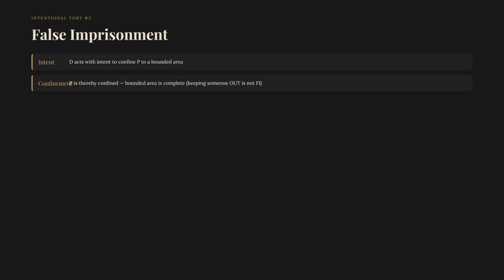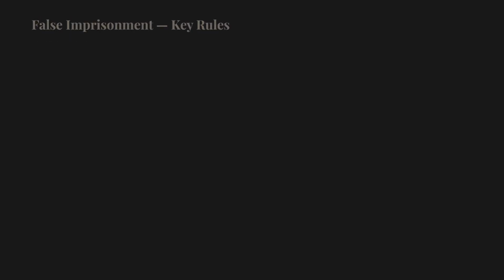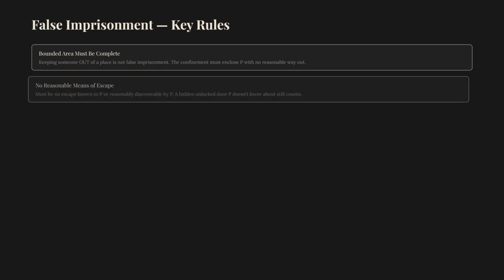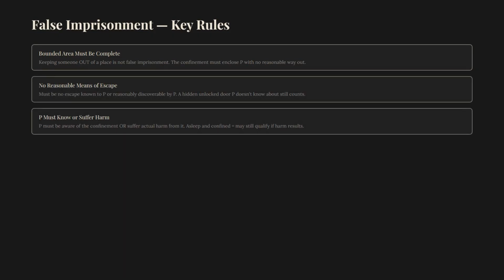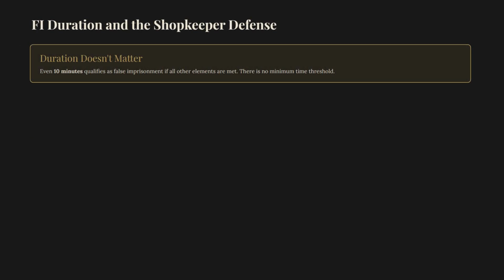False imprisonment. D acts with intent to confine P to a bounded area, and P is thereby confined. Confinement can come from physical barriers, physical force, threats of force, or invalid assertion of legal authority. The bounded area must be complete, so keeping someone out isn't false imprisonment. There must be no reasonable means of escape known to or reasonably discoverable by P. P must be aware of the confinement or suffer actual harm. Duration doesn't matter. Even 10 minutes qualifies if the other elements are met.